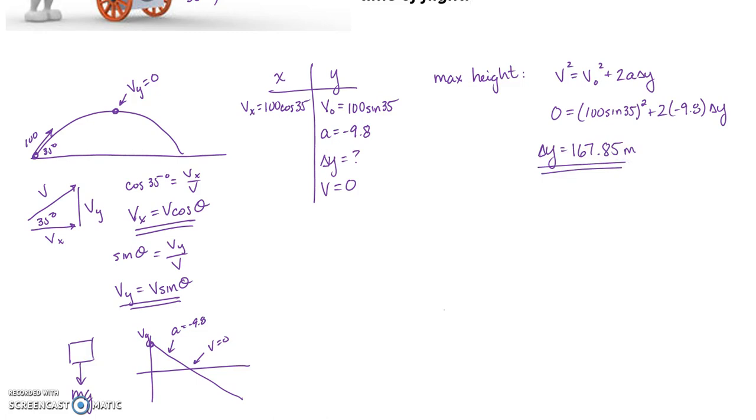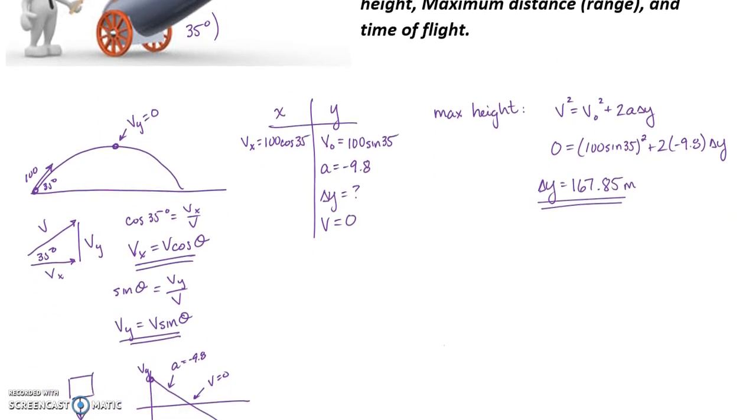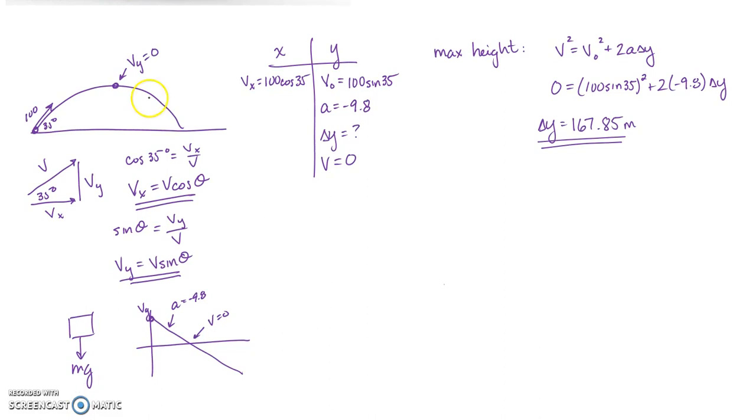Now, the second thing we were asked to do was find the maximum distance, also known as the range. So I'm going to still use this. I'm going to pick a different color to work in. I don't know why. Let's go red. Red. All right, so now we're looking for max range. So now we're trying to figure out what is this. So that's delta x is our unknown.